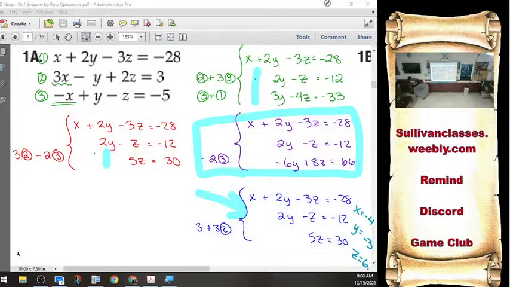Wait, hold on. 3 times equation 2. 3 times 3y is 9y. We needed to do 2 times 2 and 3 times 3. Yes, because we did 3 times that. We just sat there for like 10 minutes trying to figure out what we did wrong.